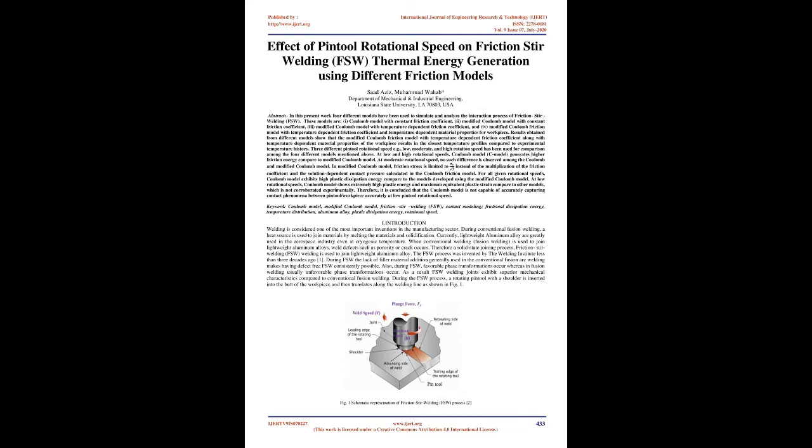stir welding, FSW. These models are, 1. Coulomb model with constant friction coefficient, 2. Modified Coulomb model with constant friction coefficient, 3. Modified Coulomb model with temperature-dependent friction coefficient, and 4. Modified Coulomb friction model with temperature-dependent friction coefficient and temperature-dependent material properties for workpiece.